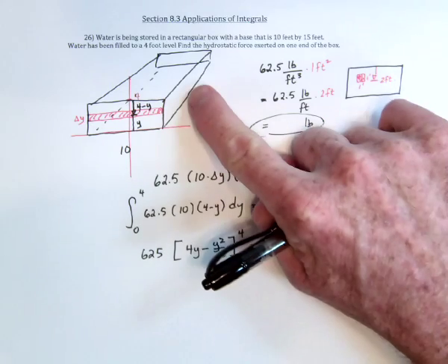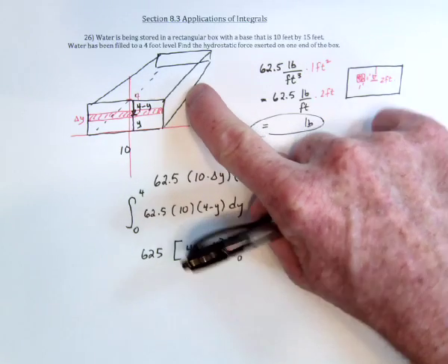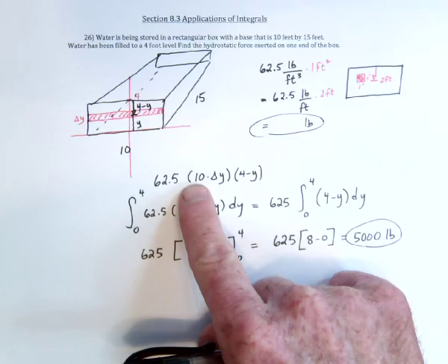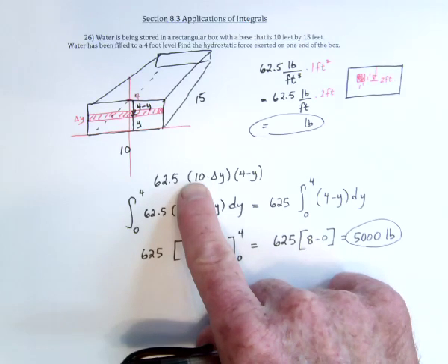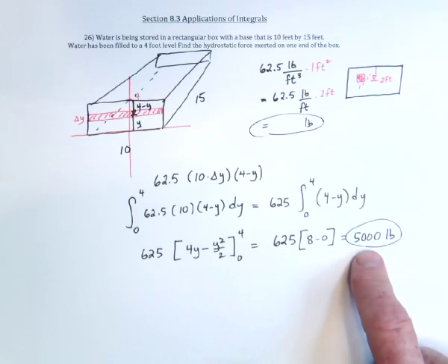Now if you were to find this side, then the work would be exactly the same, except this would be a 15, and consequently this would be 1.5 times bigger.